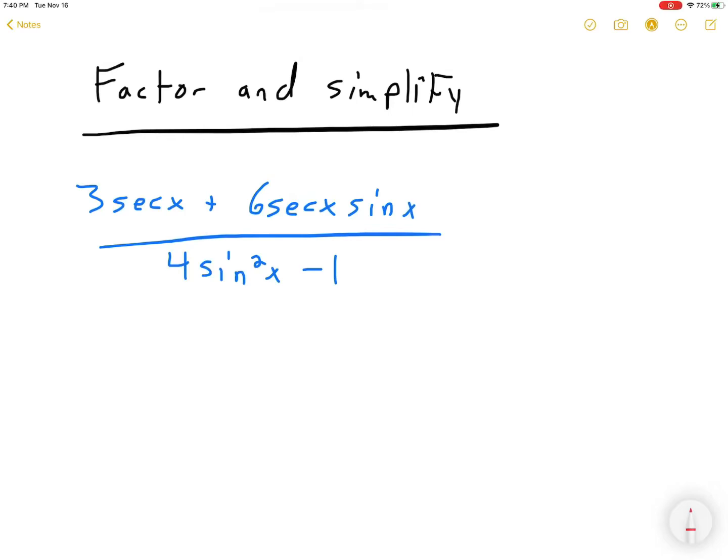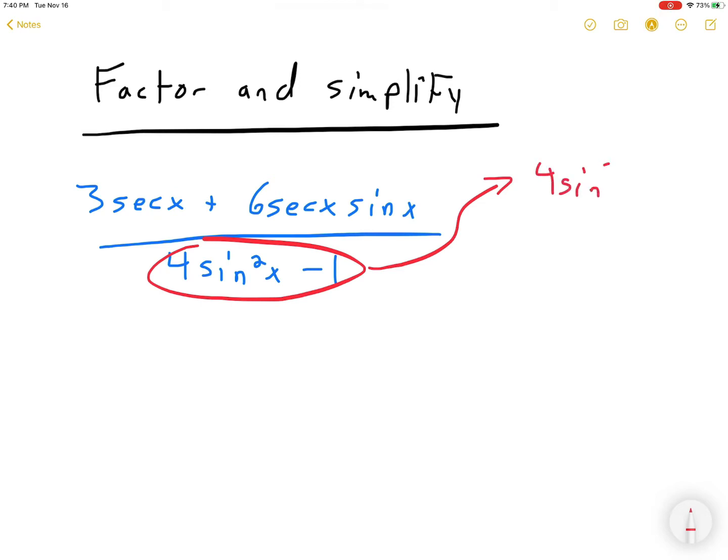Okay, so we're going to look at factoring and simplifying trigonometric expressions, and sometimes these get grouped in as proofing or serve as a precursor of proofing. So we have this equation here, which is 3 secant x plus 6 secant x times sine x divided by 4 sine squared x minus 1. And they want us to simplify and factor this.